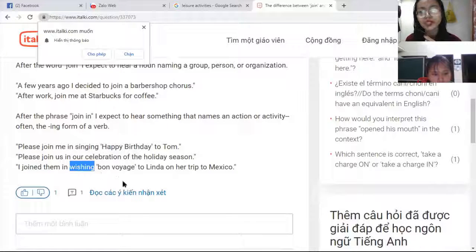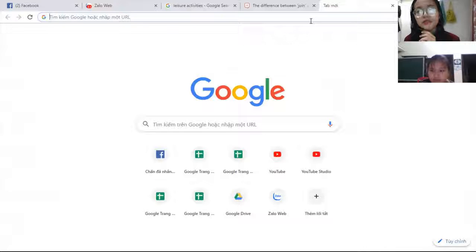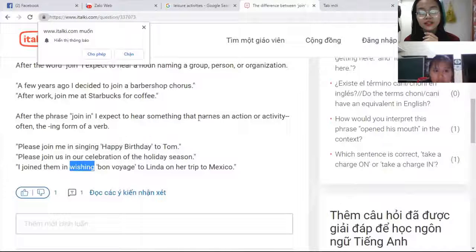And this one, "wishing." What are you wishing here? It's want. This is something you want to do, you want to be in real life. For example, in the new year, you come to a church, or the pagoda, and then you wish for a lucky and healthier new year. This one is a wish. Wish means want to do something.